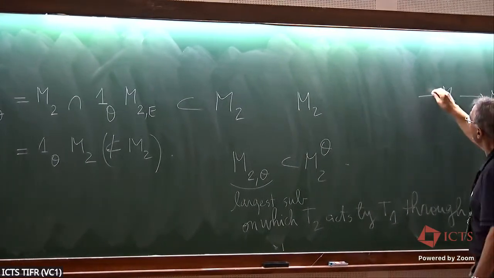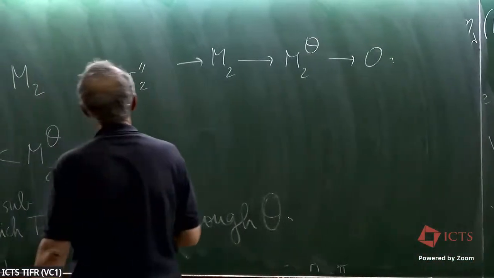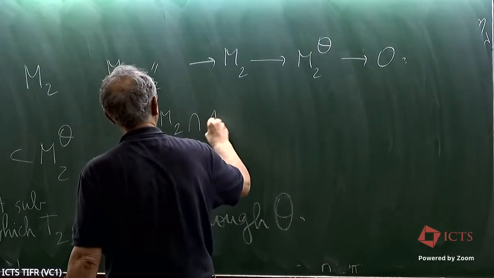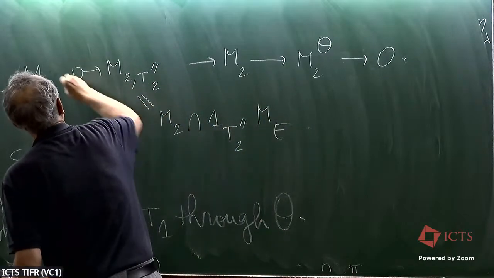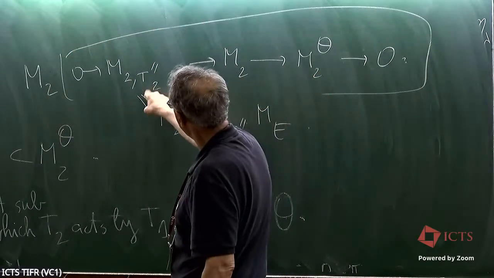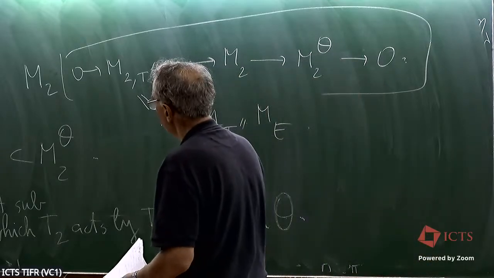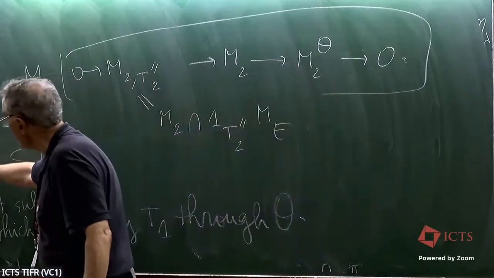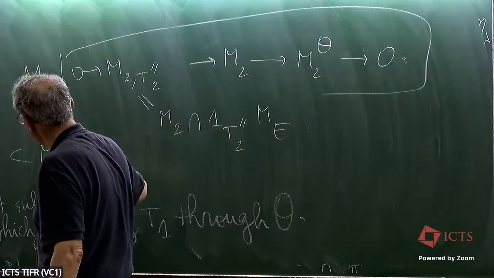What is the kernel? Well, the kernel will be something I should denote by M2 T double prime, which is M2 intersection 1 T double 2 ME. This is the kernel. You have an exact sequence like this. So it's a quotient of M2 by this submodule. Okay, so as I said, this is a module over the Hecke algebra T1.